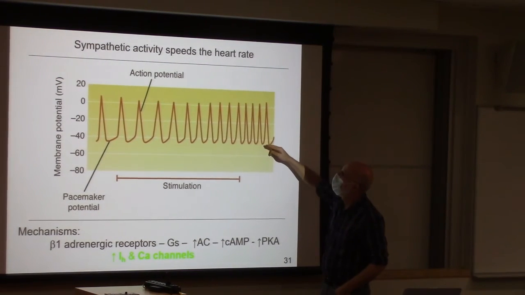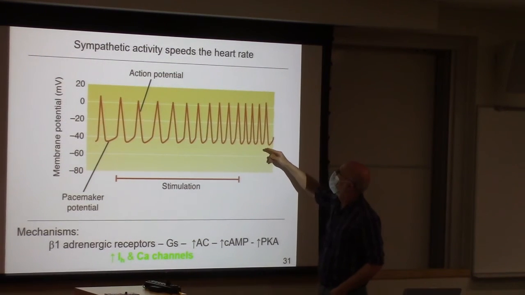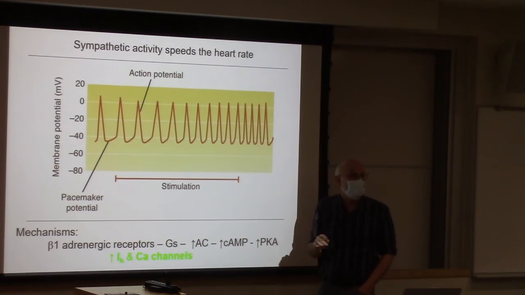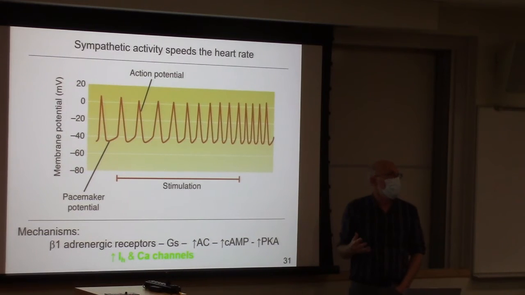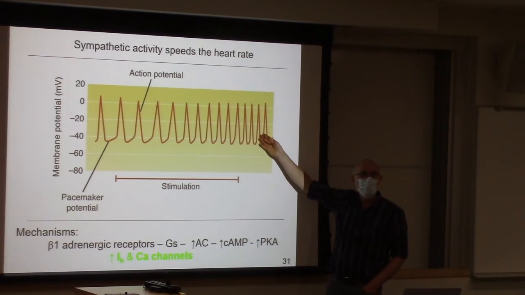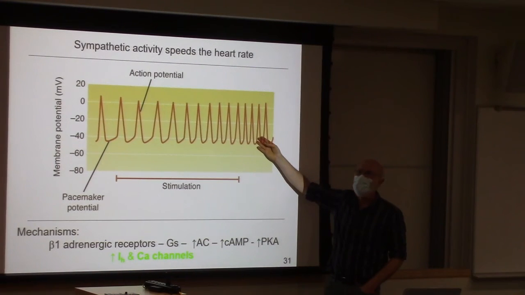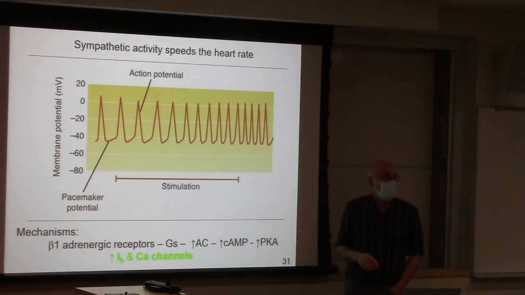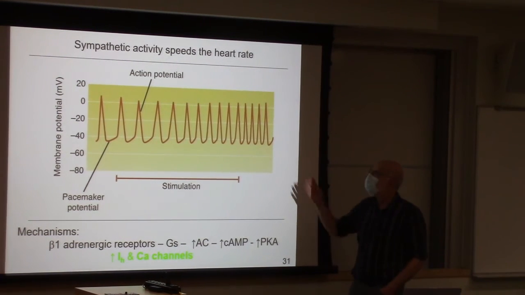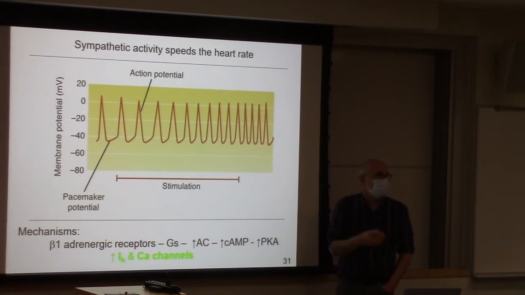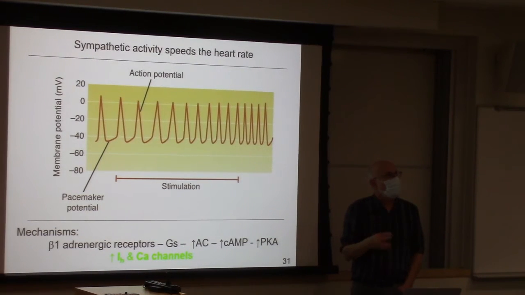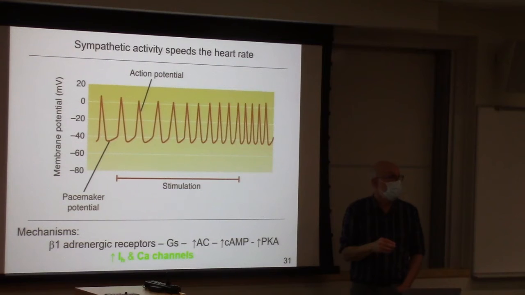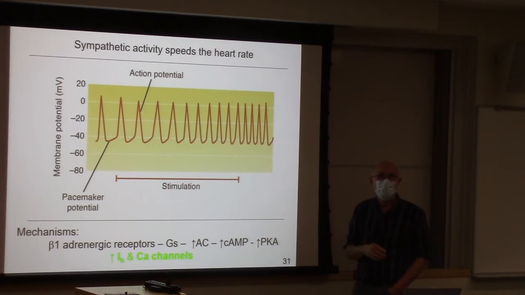And threshold has not been affected much in this cartoon, but it is affected. In any case, what you're seeing is a cartoon of actual data showing that when you stimulate the sympathetic nervous system, you accelerate the heart rate. You know that. What are the mechanisms? So I'll do this, and then one more slide, and then we'll take a break. An actual break.